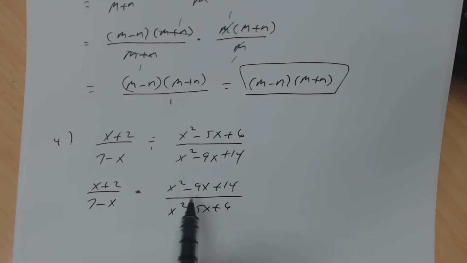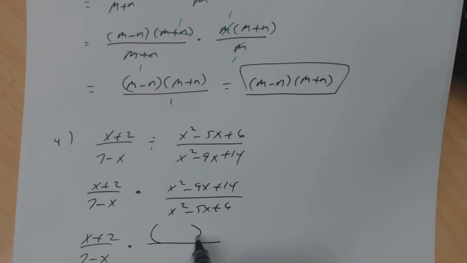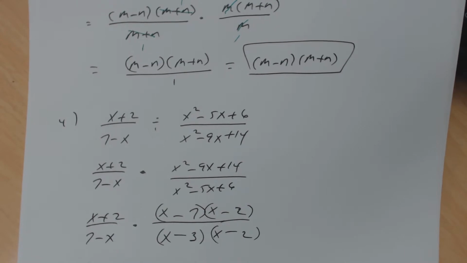All right, so let's go ahead and factor. It looks like the only things I can factor are these two here. So I'm going to leave these as they are. x plus 2 divided by 7 minus x times, and then here, let's say I get x, 7 and 2 is going to work, and both subtraction symbols. Down here, let's see, that's going to be x, 3 and 2, and both subtraction symbols. All right, now let's look at the factors.